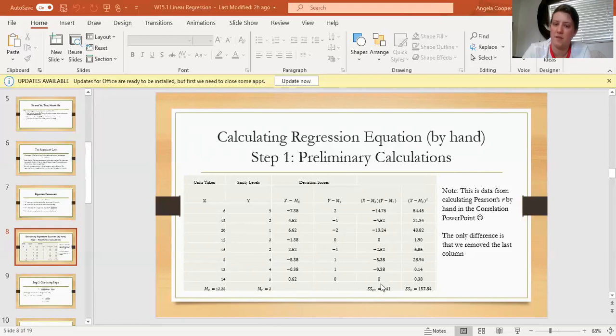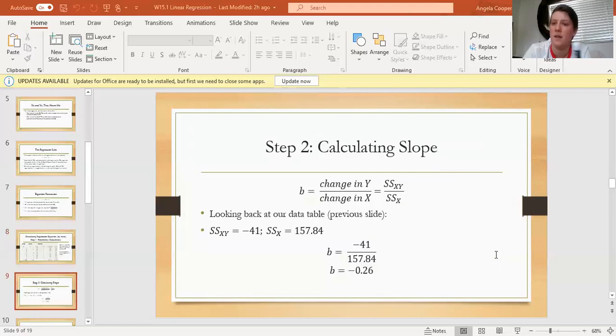For this column here, we're just taking these two numbers and multiplying them to give us this. So negative 7.38 times 2 is negative 14.76. 4.62 times negative 1 is negative 4.62, etc. So these are the things we need to know, the sum of squares for x and y and the sum of squares for x. The only difference is that we removed this last column, which is the sum of squares for y.